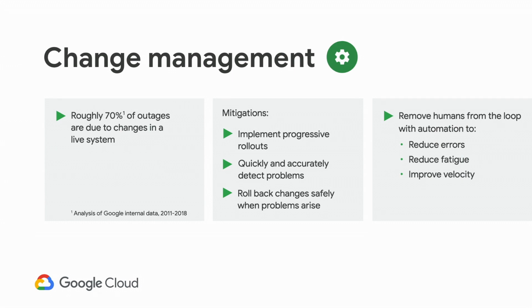At Google, we have found that 70% of outages are caused by changes made to a live system, whether that's a new binary or a new configuration that's being pushed. And we are constantly making changes to our systems. We push to production hundreds, thousands of times a day. So how do we manage that risk? Well, we try very hard to avoid making global changes and instead progressively roll out changes over hours, days, or even weeks.